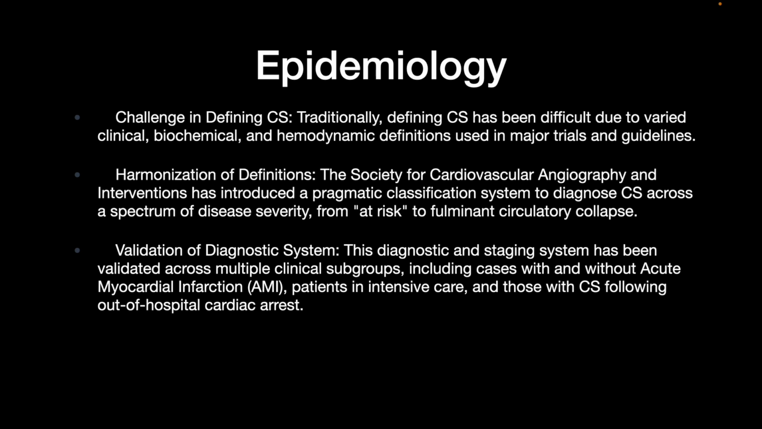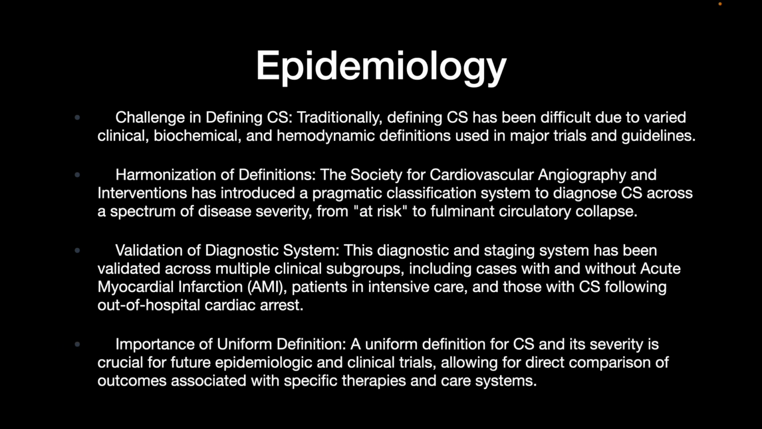So, mind you, the most common cause of cardiogenic shock is myocardial infarction. So 90% of the cases of cardiogenic shock that you're going to see is because of acute myocardial infarction. So the uniform definition is required because it is crucial to understand the exact epidemiology and to design our clinical trials in such a way that we can make a direct comparison of the outcomes instead of worrying about what the definitions were.